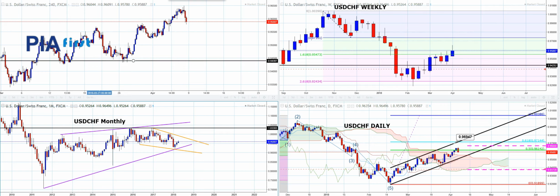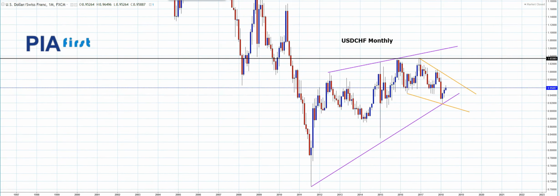Dollar Swiss, the monthly chart really doesn't give us too much information.